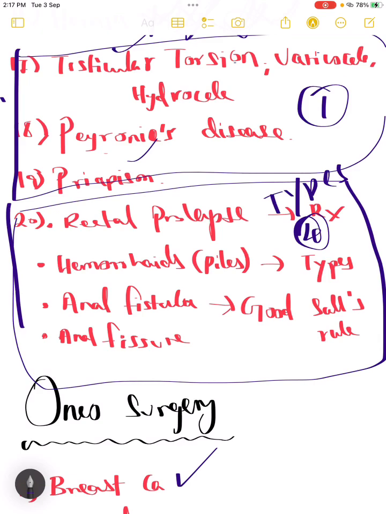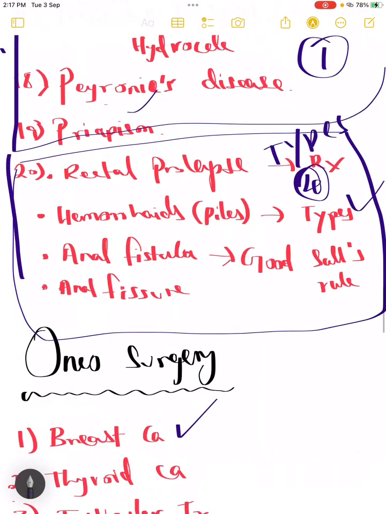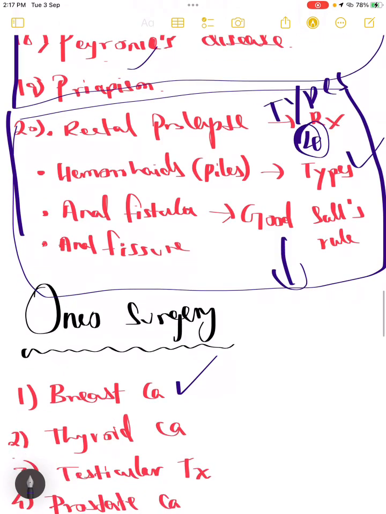Then anal fissure and anal fistula, Goodsall's rule is very important. It depends on where the fistula starts and where it is going to end, so depends on site and location. So study about that too. That's very important. Then anal fissure is also something important.